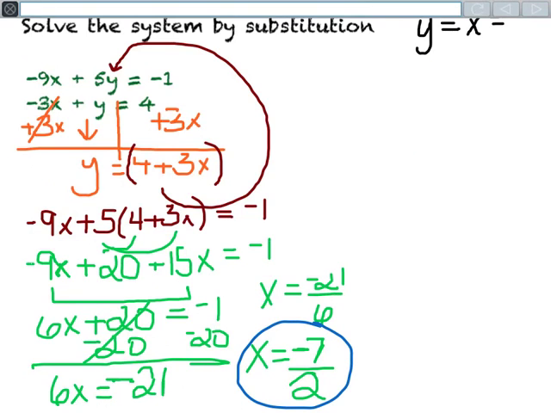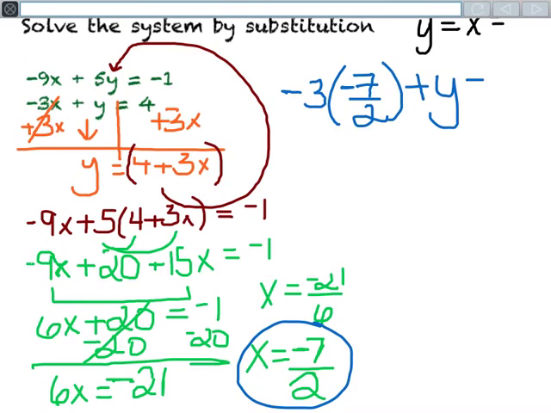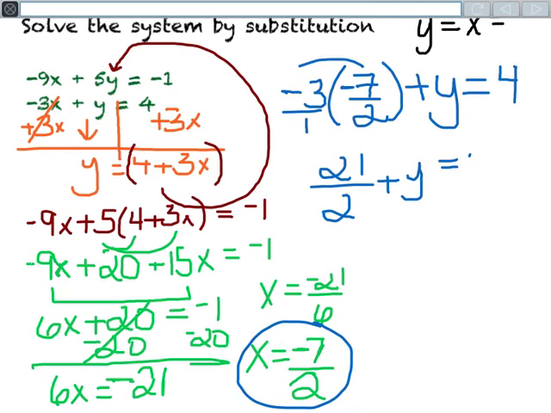So I'm going to plug it in. It does not matter which equation you plug it into. I'm going to plug it into the second one because I don't have to worry about my y being multiplied by anything. So I'm going to have negative 3. Instead of x, I'm going to put negative 7 halves plus y equals 4. Multiply, remember you multiply the top numbers by the bottom. So I get 21, negative and negative give me positive, halves plus y equals 4.